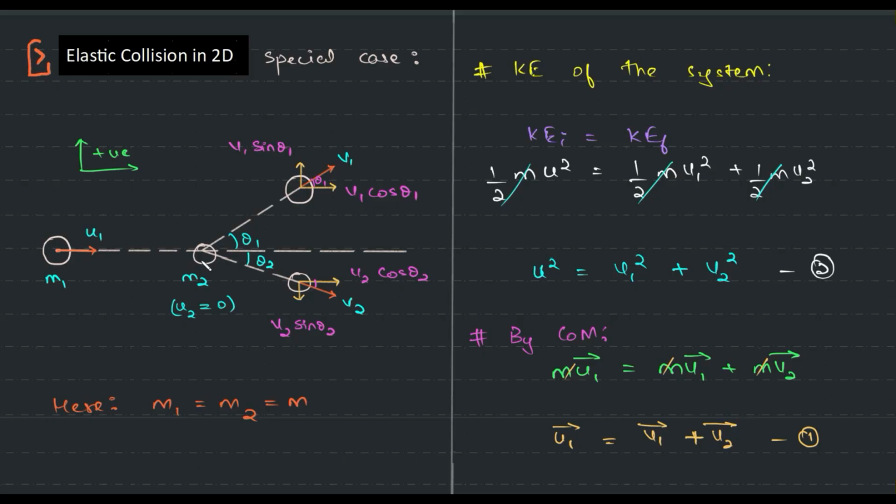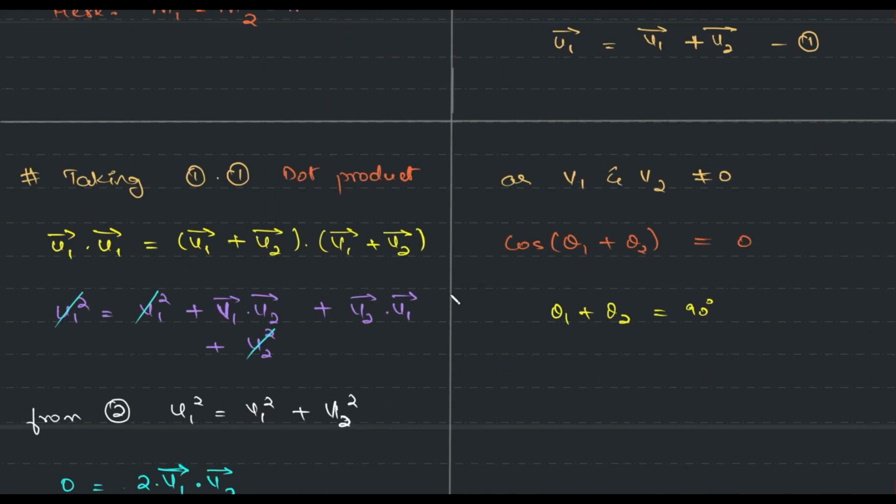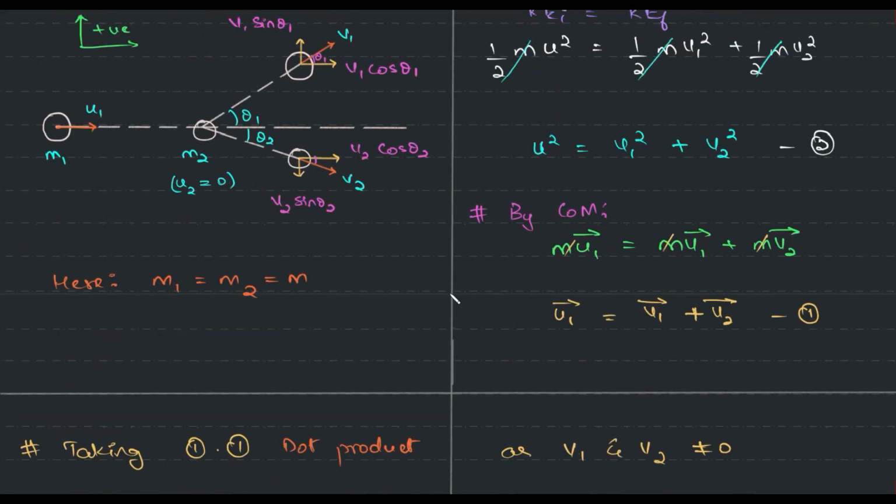So when we have two objects colliding, post the collision, the angle between them will be equal to 90 degrees. You guys can copy this now.